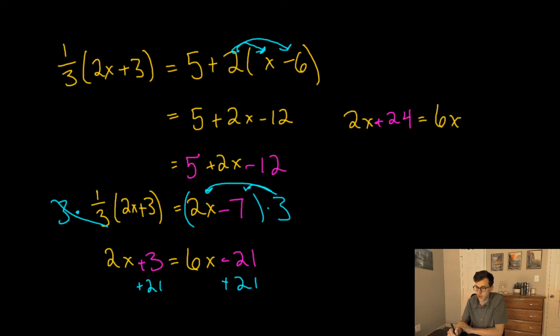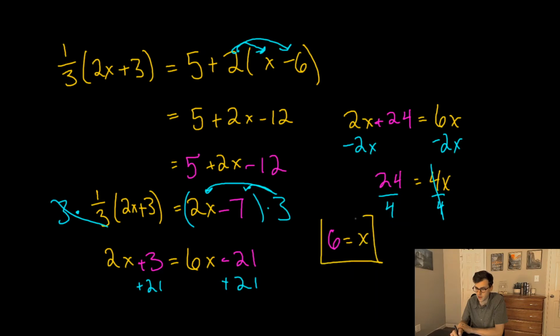Now we can subtract 2x from both sides, and we're left with 24 equals 4x. Not done though, because getting x by itself means I have to divide by 4. Hopefully you can still see this okay. Dividing by 4, those 4's cancel, and 24 divided by 4 is 6, equals x. That is the answer: x is 6.